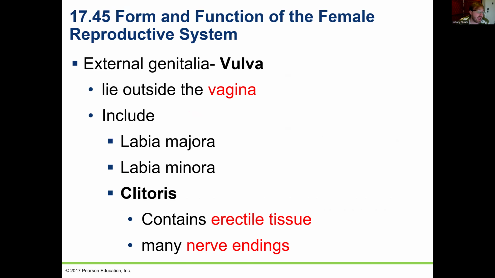Now, on the outside of the female reproductive system, the external genitals of the female are known as the vulva, and they're going to be composed of 3 main components: the labia majora, the labia minora, and the clitoris. The clitoris is made of the same type of tissue that the penis is made out of. It's going to be filled with erectile tissue, and it's going to be hypersaturated with nerve endings.